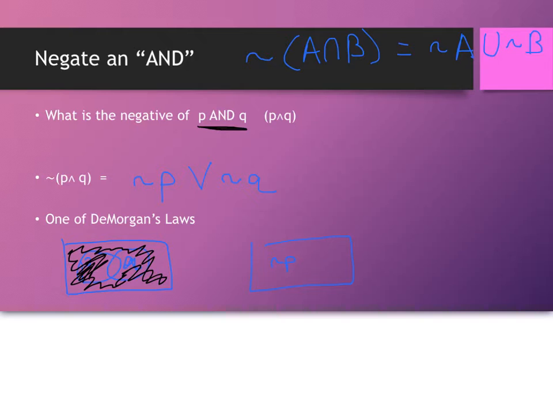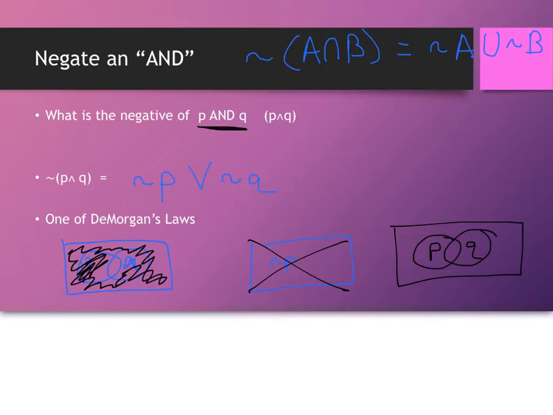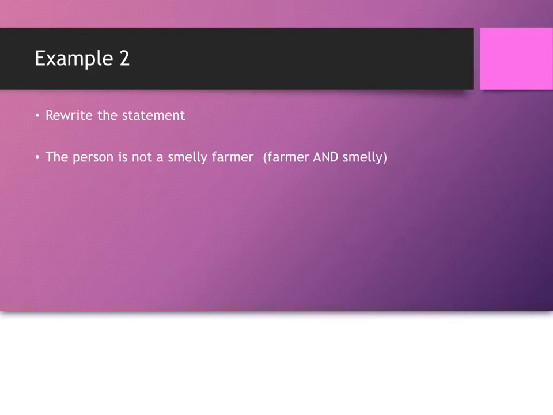So let me rewrite this. You have P, you have Q. If I said not P, I shade outside of P. If I say not Q, I shade outside of Q. And notice the only thing I don't get again is the intersection. So these two things are the same. They're equivalent. Now here's what we're going to do. We're going to rewrite the statement, since I'm trying to take negations.